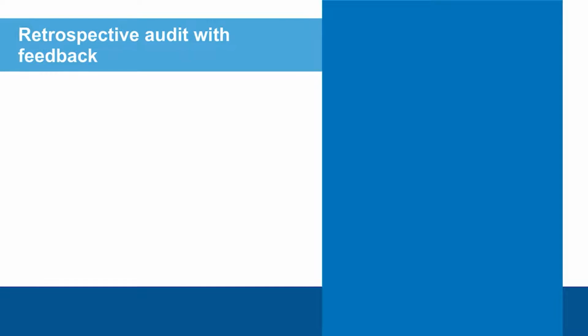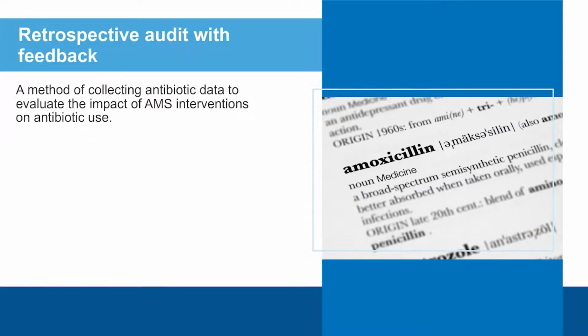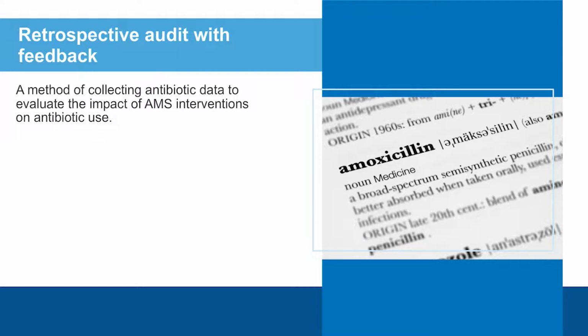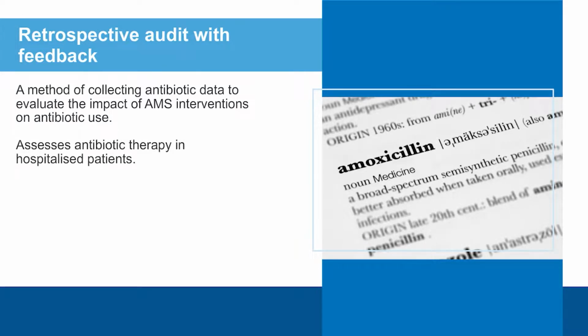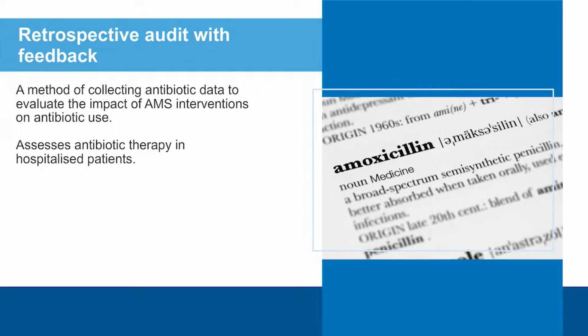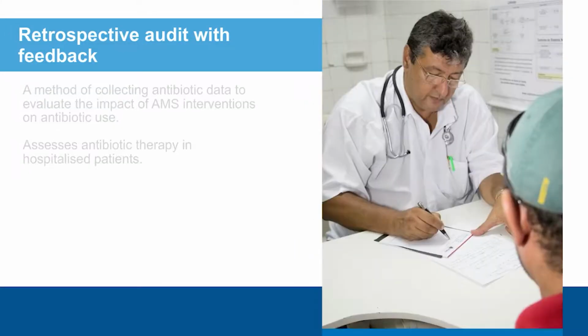Retrospective audit with feedback is a method of collecting antibiotic data to evaluate the impact of AMS interventions. For example, baseline and follow-up data on antibiotic use, assesses antibiotic therapy in hospitalized patients, often coordinated by a physician or administrator, but performed by pharmacists and/or nurses.